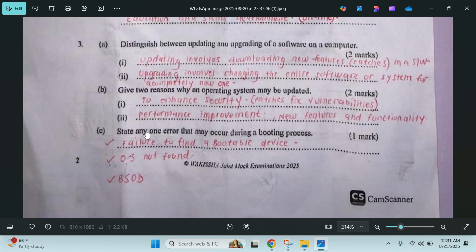A bootable device is the hardware where the OS, the operating system, is installed, like the hard disk. If the hard disk is not found, it means the booting process is going to be affected. Another error that may occur during the booting process is OS not found, operating system not found. And the last one I wrote is BSOD, which means blue screen of death.